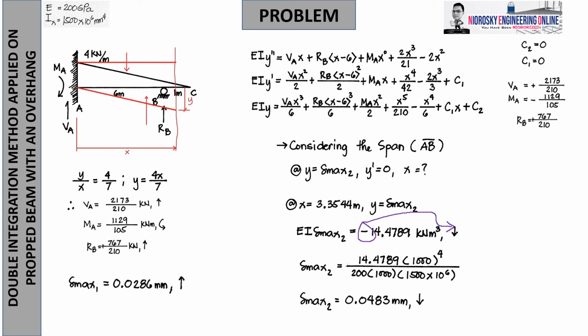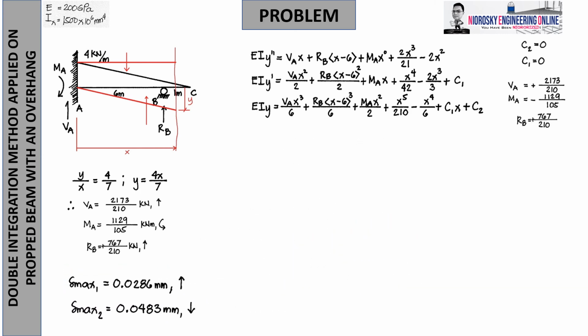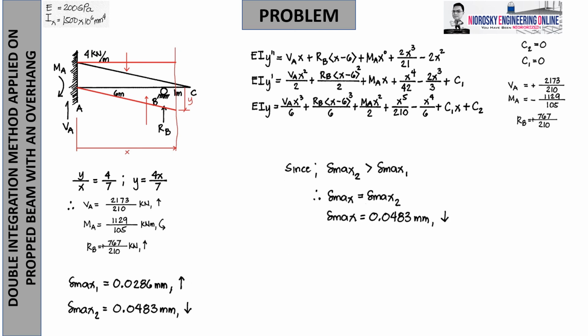And we will try to compare now that in delta max 1. So, this will be the representative, delta max 2 for the span. And delta max 1 will be the representative for the overhang. Now, we can compare since we already identified all important and critical points of deflection. So, looking in the value, we know that delta max 2 is more than delta max 1 because 0.0483 is higher than 0.0286. Then, we can safely conclude that the delta maximum is lying on the span AB, okay, whose value is 0.0483. So, finally, ang kanyang deflection is parang ganito nangyari.